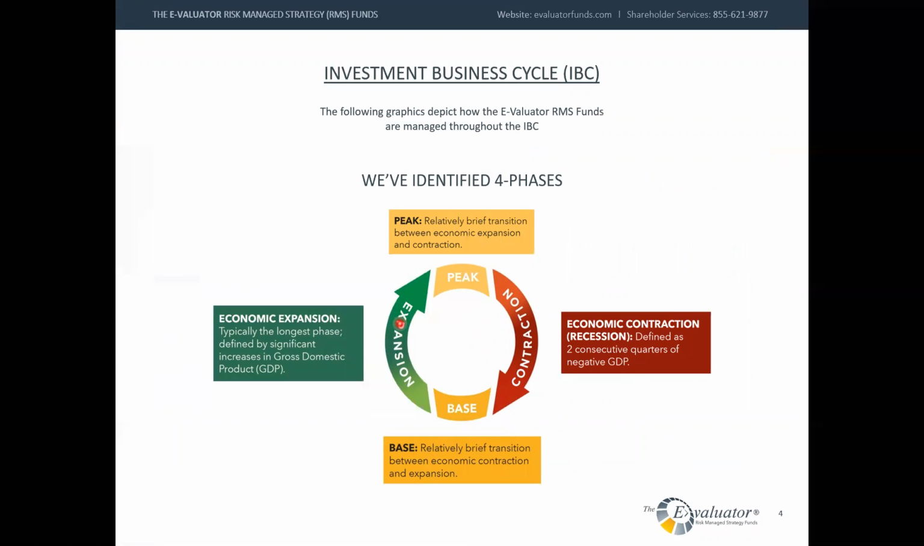The investment business cycle consists of four phases. The economy contracts, it hits a bottom, then it begins to expand. If it expands at too high a level, it'll hit a peak, and then it'll start contracting again. A contraction is identified as 2 consecutive quarters of negative GDP. Typically, expansions last much longer than contractions. The transition between contraction to expansion, or from expansion to contraction, that base or that peak can be relatively brief.